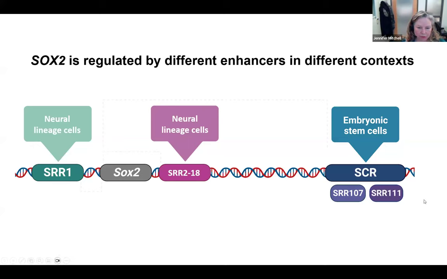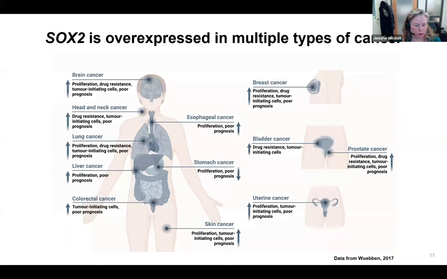But after we had done this work, we started thinking more broadly about other contexts in which SOX2 is expressed, and also disease contexts in which SOX2 is misregulated, and we wanted to understand what was happening in those cases. And so we started to look at SOX2 overexpression in cancer, and one of the reasons why we wanted to do this is that SOX2 is actually overexpressed in multiple different types of cancer. And we were interested to know whether this would be due to a common regulatory mechanism or maybe vastly different regulatory mechanisms.